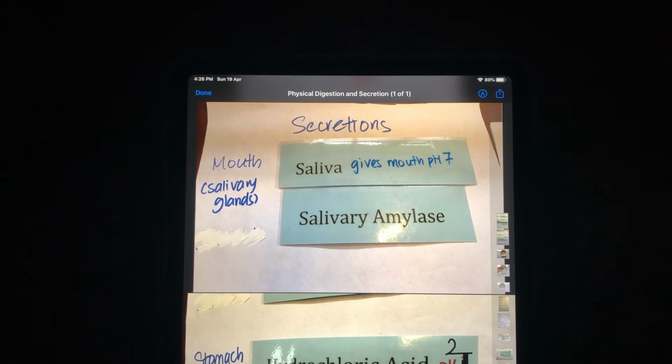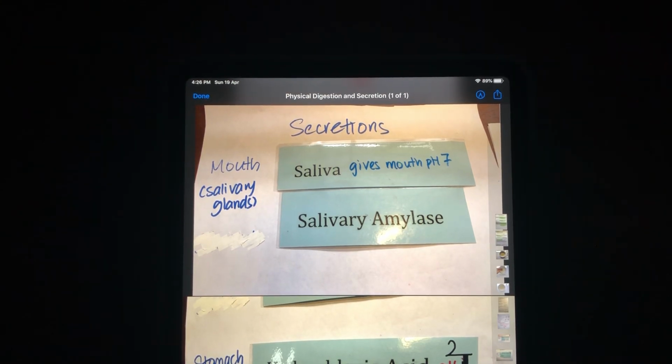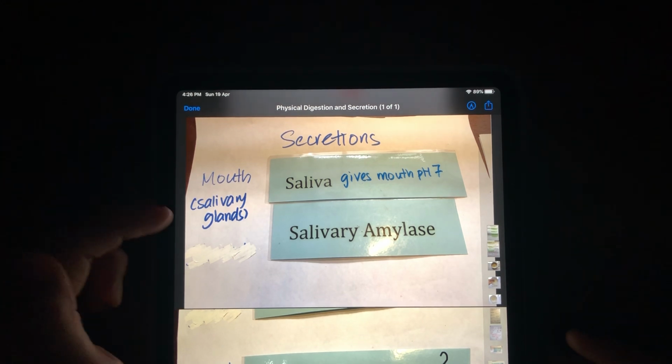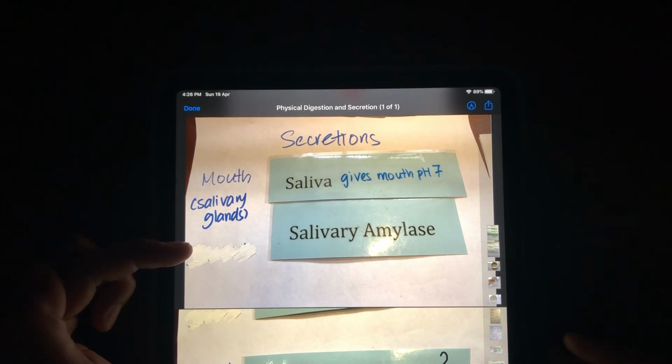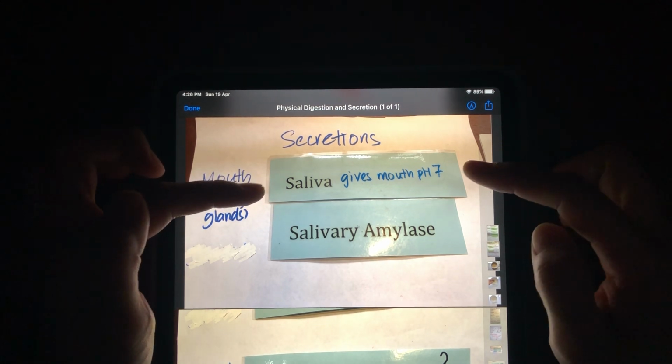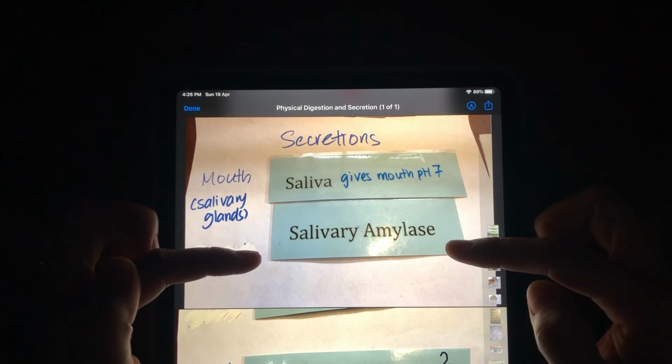This video is about secretions in the different places of the alimentary canal and some of the associated organs that produce the secretions. Okay, so in the mouth, there are salivary glands that produce saliva. Okay, and this gives the mouth the pH 7 for salivary amylase to work.